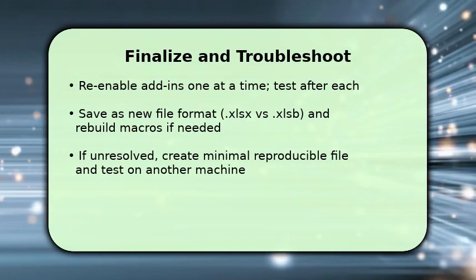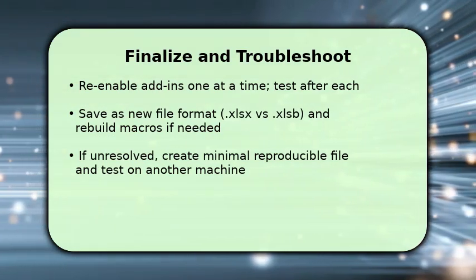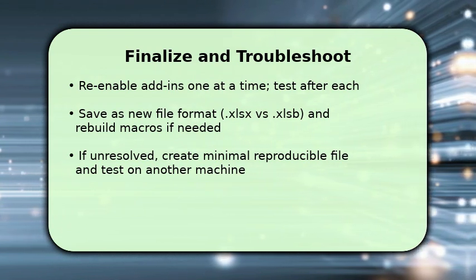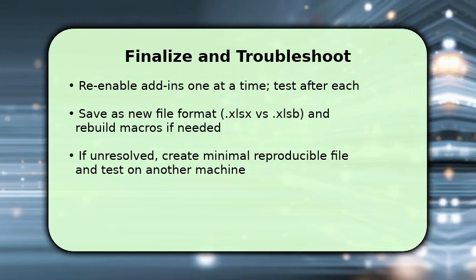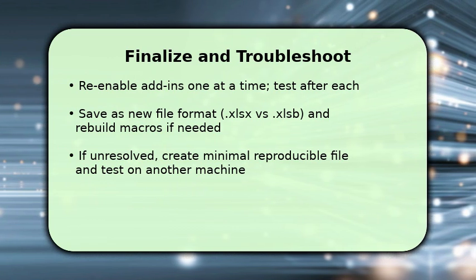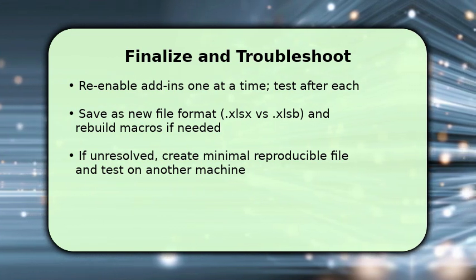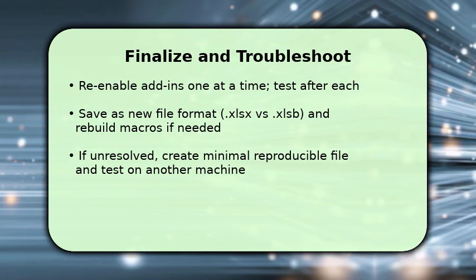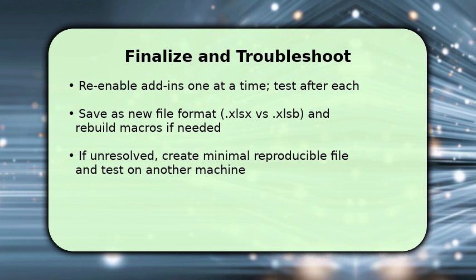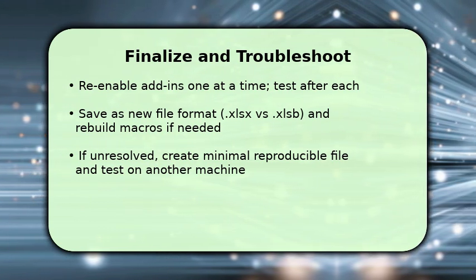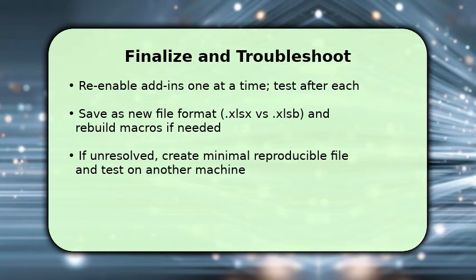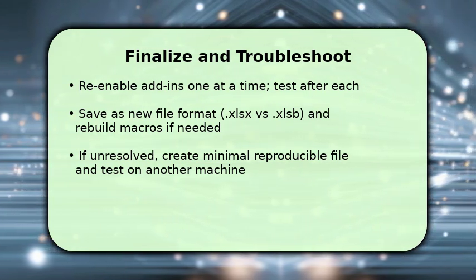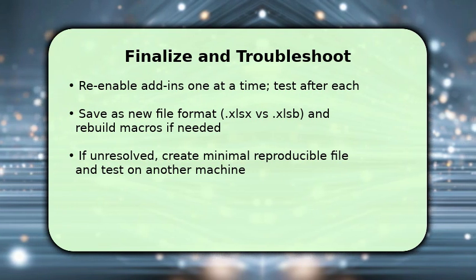You finish by re-enabling add-ins one at a time and testing after each to identify the culprit. Then save a clean copy in a current format like XLSX. If macros are involved, export and re-import VBA modules rather than copying entire workbooks. Make sure to clear hidden sheets and custom XML that can persist errors. If problems persist, make a minimal reproducible file and test on another machine. This isolates environment-specific faults and points you to the exact remaining fix.